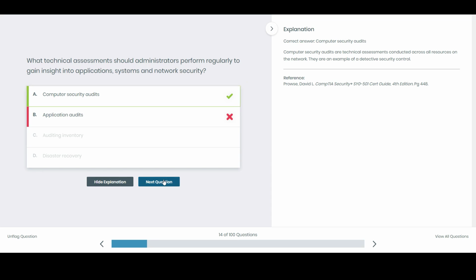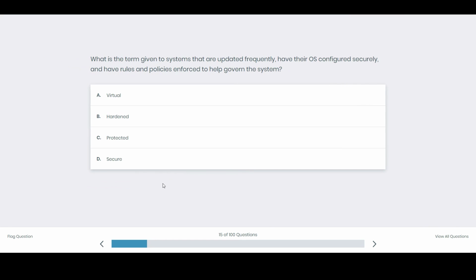All right. Okay, gotcha. Next, what is a term given to systems that are updated frequently and have their own security? Oh, wow.